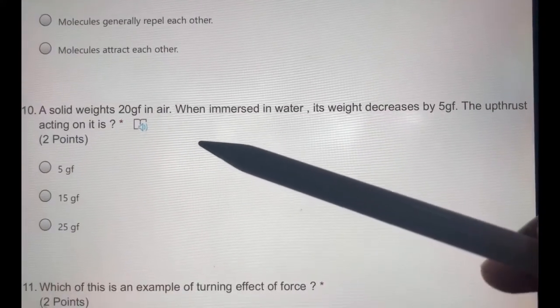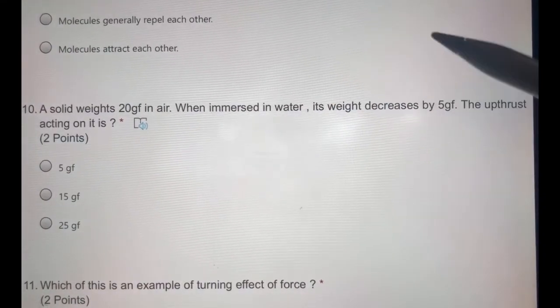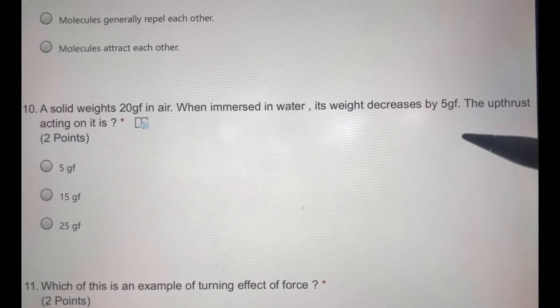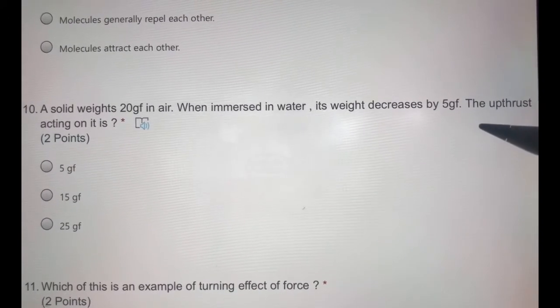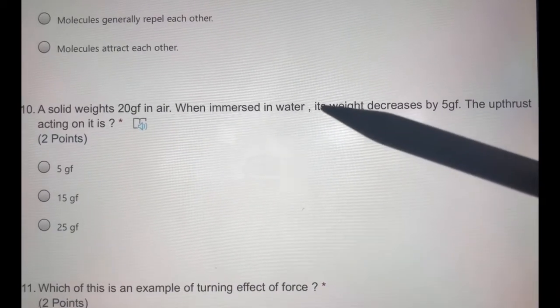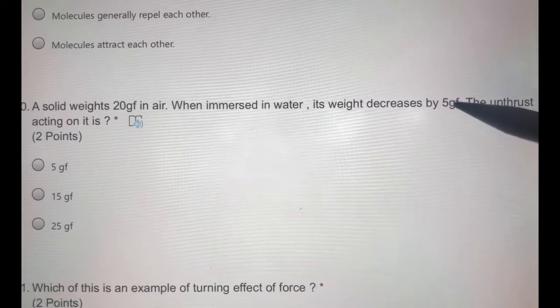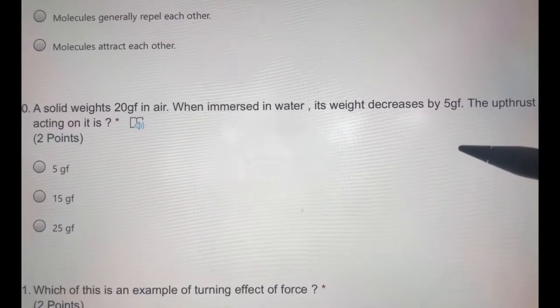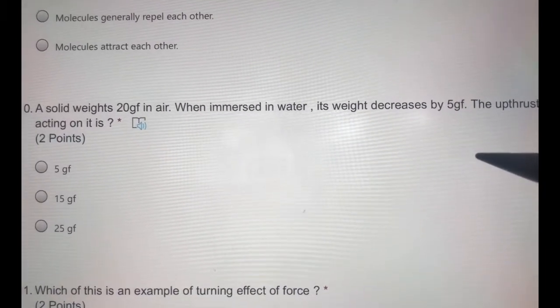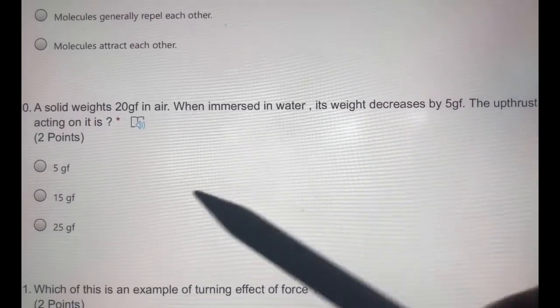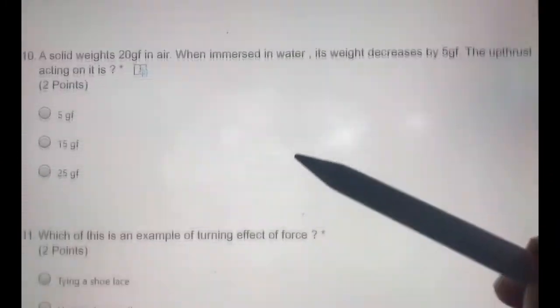A solid weighs 20 gf in air. When immersed in water, its weight decreases by 5 gf. So the decrease in weight is actually the upthrust. So if you just look at this once again here, when the solid is being immersed in water, its weight decreases by 5 gf. So why is there a decrease in weight? Because of the upthrust or the buoyant force. Therefore, the upthrust acting on it will actually be 5 gf.